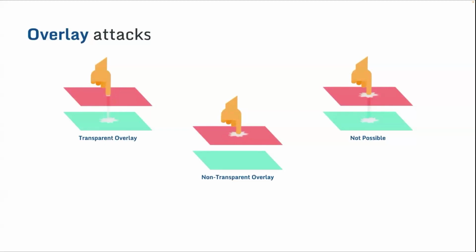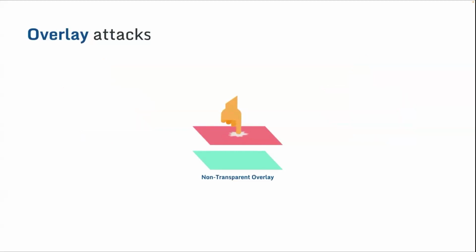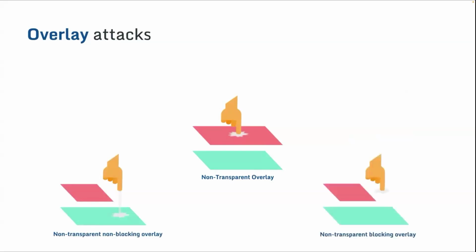Okay, so let's think about the non-transparent overlays. So, okay, this could be a full screen overlay, but what happens if the overlay doesn't take the whole screen like this? This can happen, that the touches just go to the view underneath. But it could also happen that the overlay is blocking the touch from going through. So even if the user is not touching directly the overlay, it's going to consume the touch anyway. So in the end, we have these 4 possibilities, more or less.